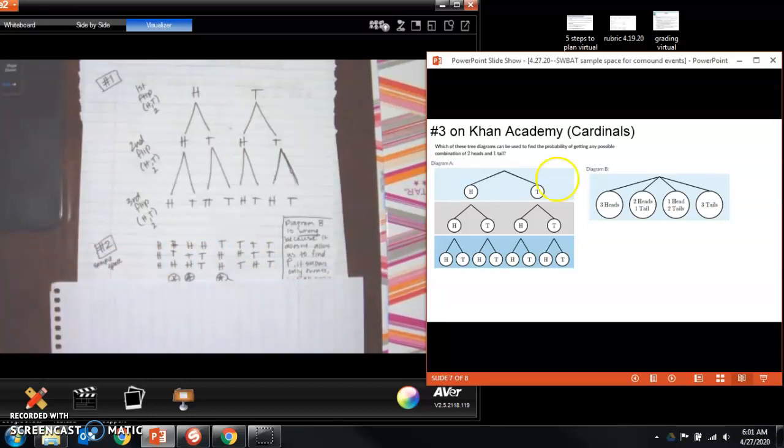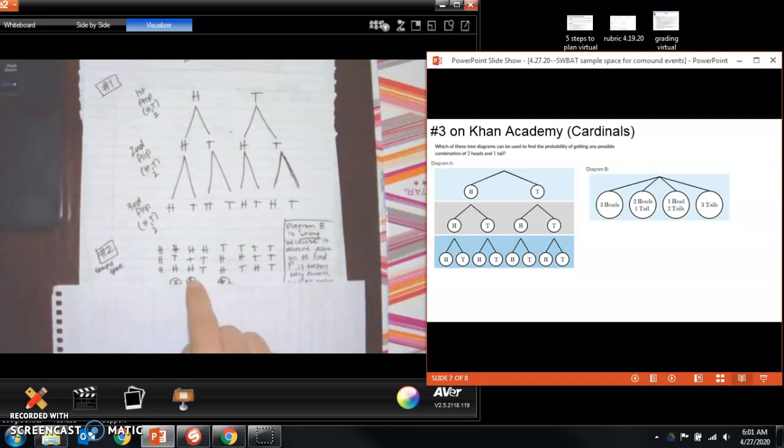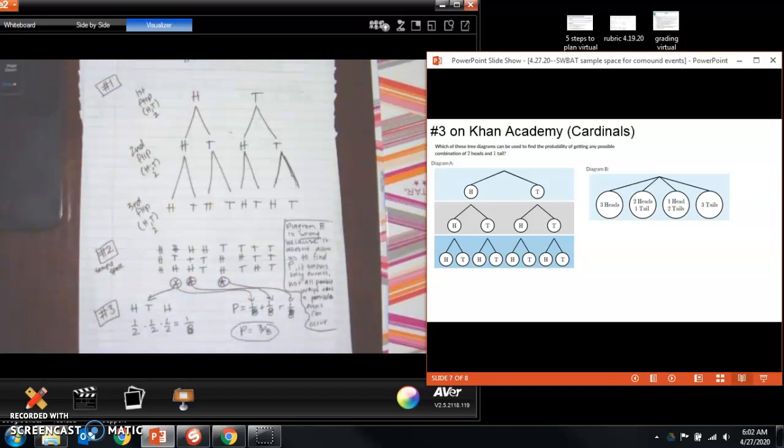Well, referring back to the problem, the event that we're looking for, or the favorable outcome, is 2 heads and 1 tail. So in my sample space, I have starred all of the combinations that show 2 heads and 1 tail. And so I see that there are 3 different combinations that show 2 heads and 1 tail.